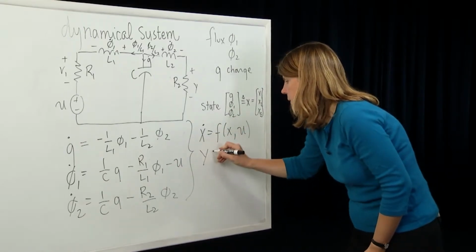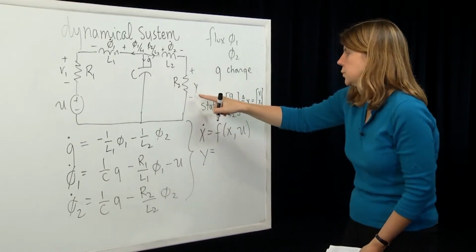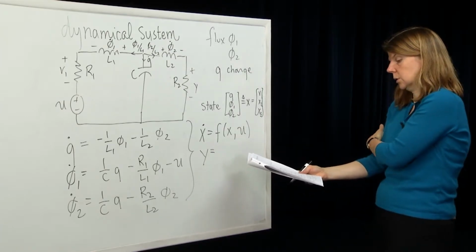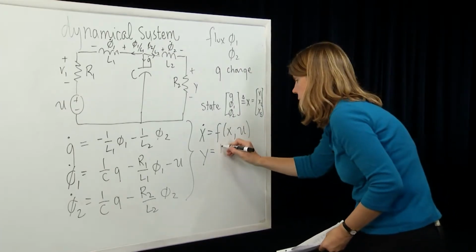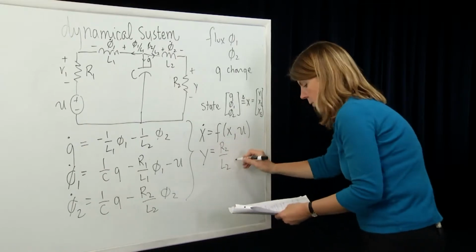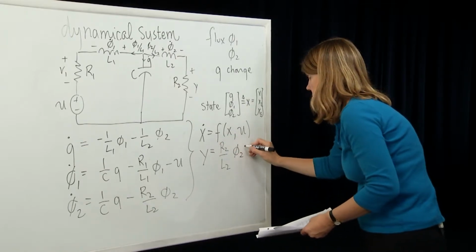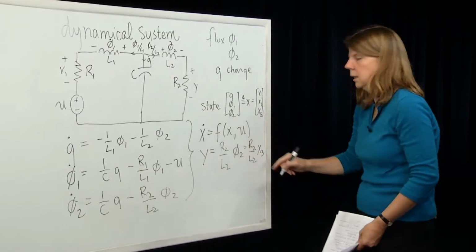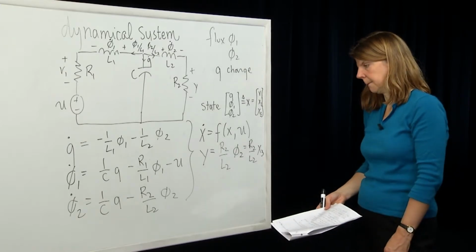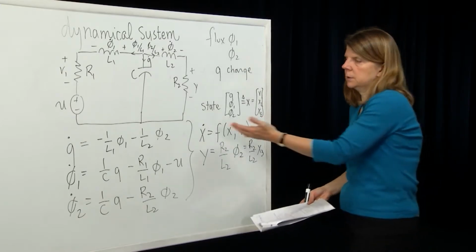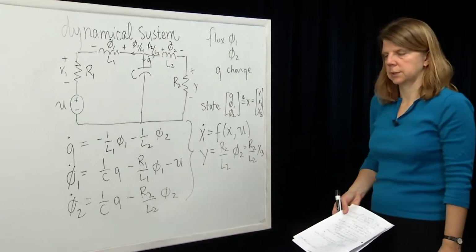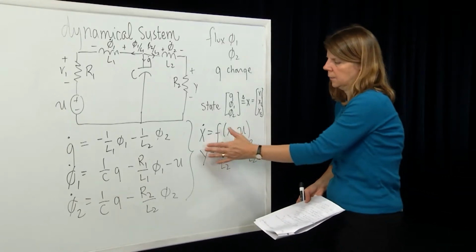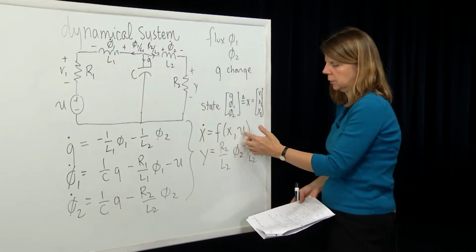Y, the output in this case, is just equal to the voltage across that resistor, which is simply R2 over L2 times phi2. So it's just a simple function of the state, a function of x3 and this constant here. And the input is this input voltage, so it's a function of time. Here we have a differential equation, we have an output, we have an input.